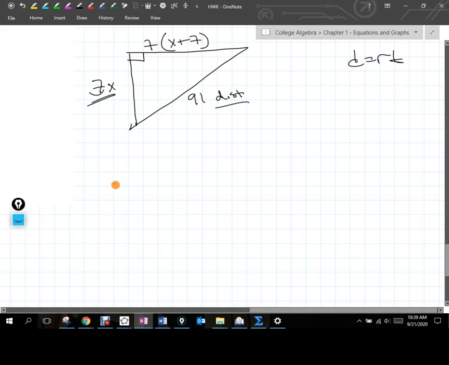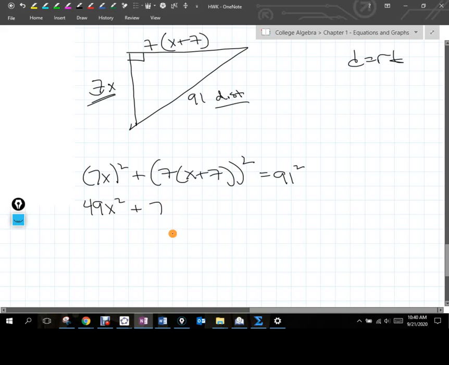Okay, so now I've got 7x squared plus 7 times x plus 7 squared equals 91 squared. So 49x squared. Okay, so it's going to be 7x squared, so it'll be eventually 49x squared.